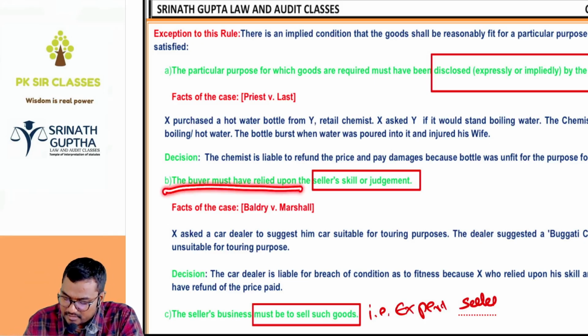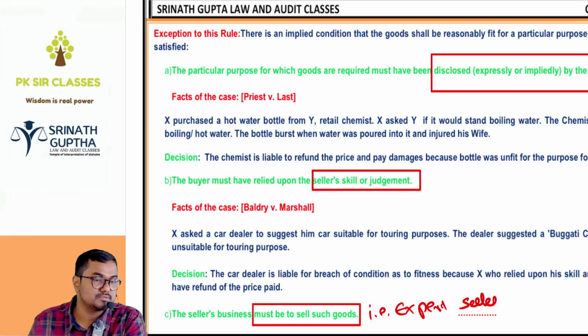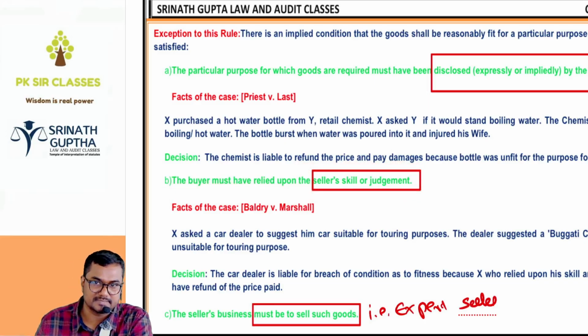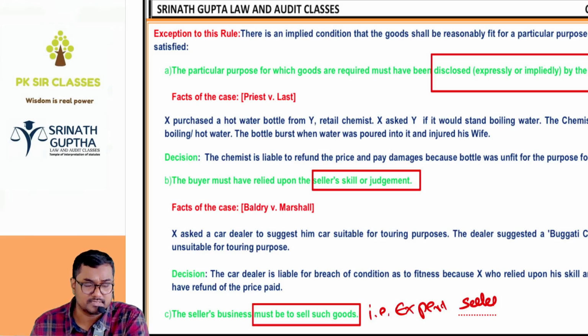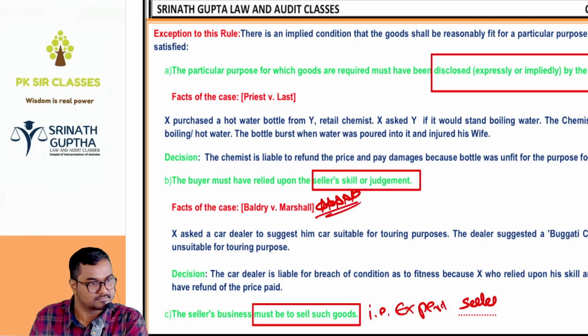Next, second one. The buyer must have relied on the seller's skill and judgment. Then the seller will be liable, because the buyer said, I am depending upon your skill. There is a famous case law, Baldry versus Marshall. This was asked so many times in the exam also. Five stars.